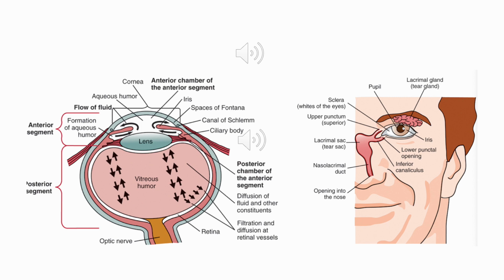Constriction of the pupil is called miosis. Dilation of the pupil is called mydriasis. This is an easy way to remember this. Miosis, small word, small pupil. Mydriasis, large word, large pupil.